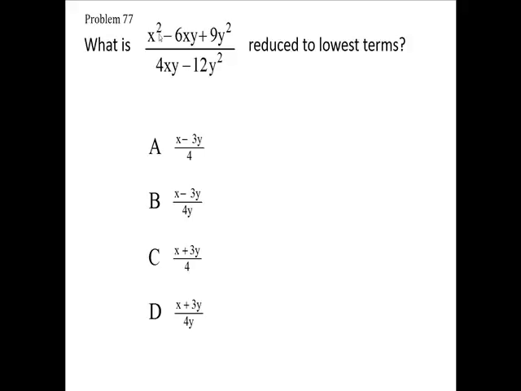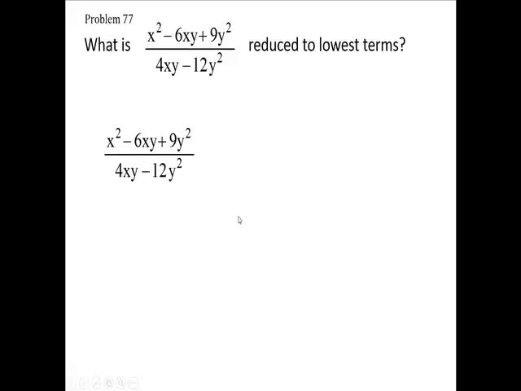What is (x squared minus 6xy plus 9y squared) divided by (4xy minus 12y squared)? What is this fraction reduced to lowest terms? And I have 4 different answers to pick from. So we want to reduce this.